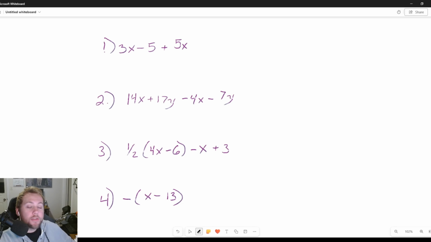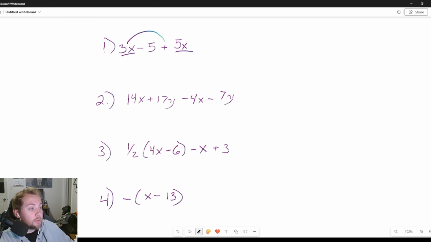So 3x minus 5 plus 5x. It might be tempting to combine the 5s because they're both 5. But however, one of those 5s has an x on it and the other one does not. So we have to combine 3x and a 5x. We can combine these two because they're like terms.